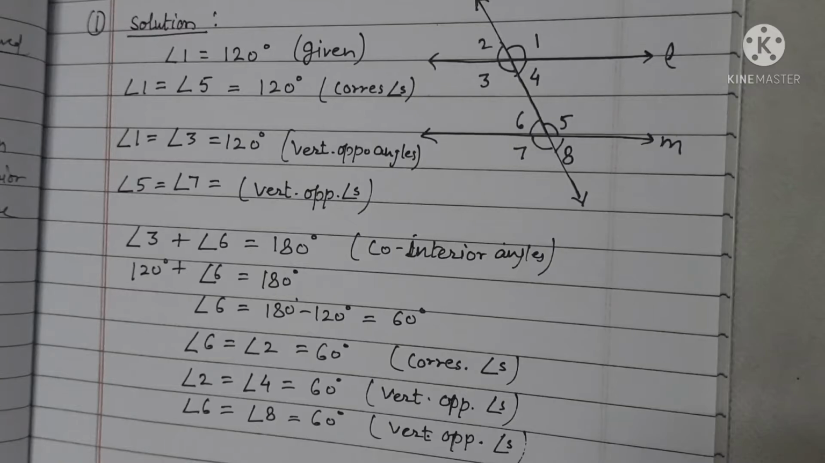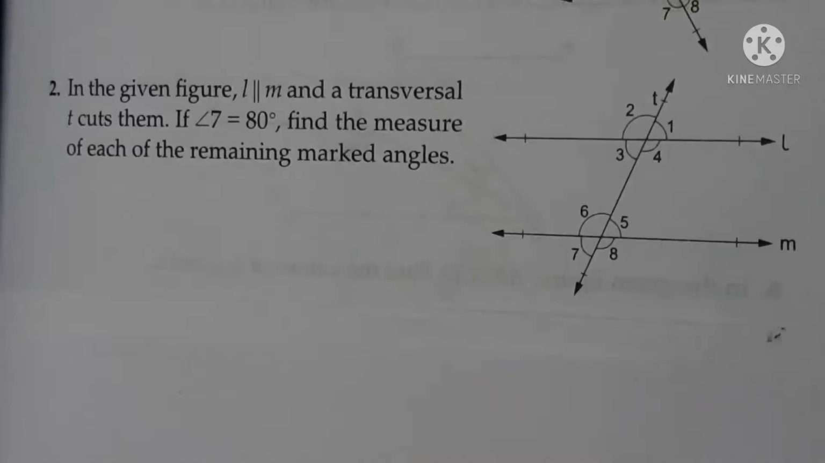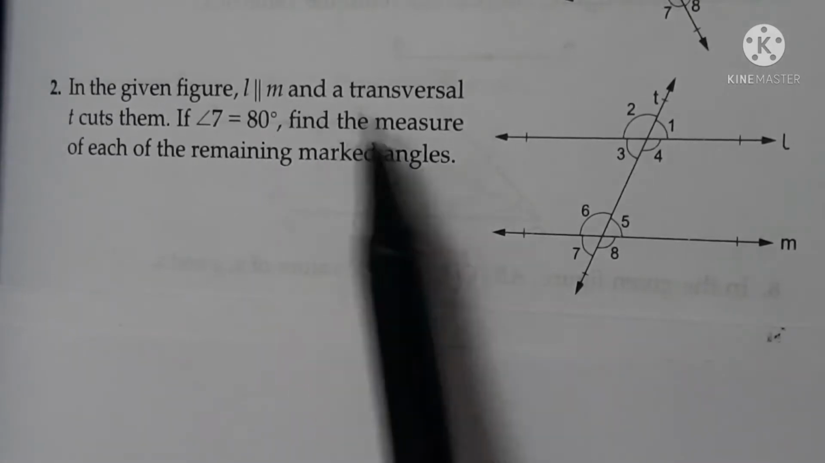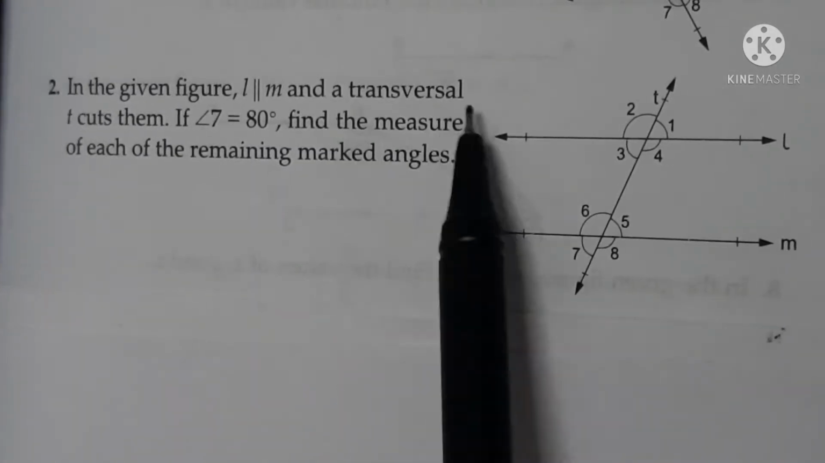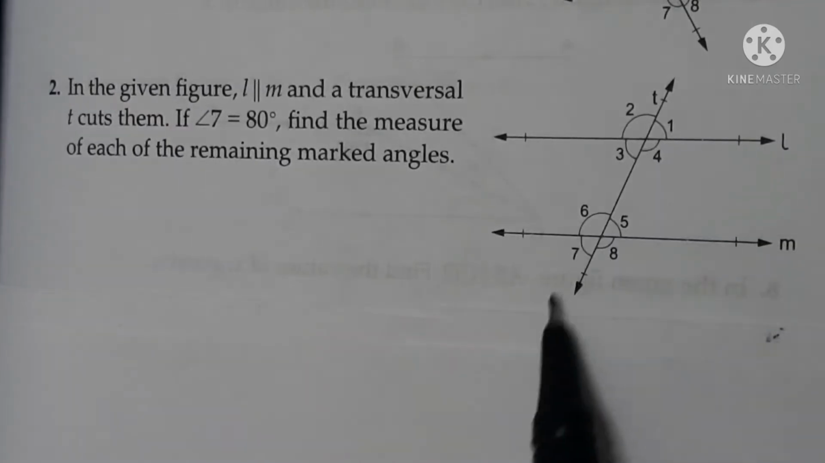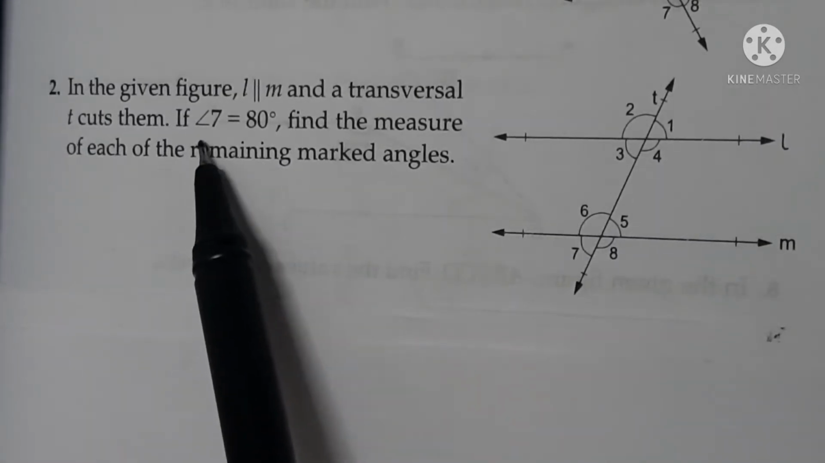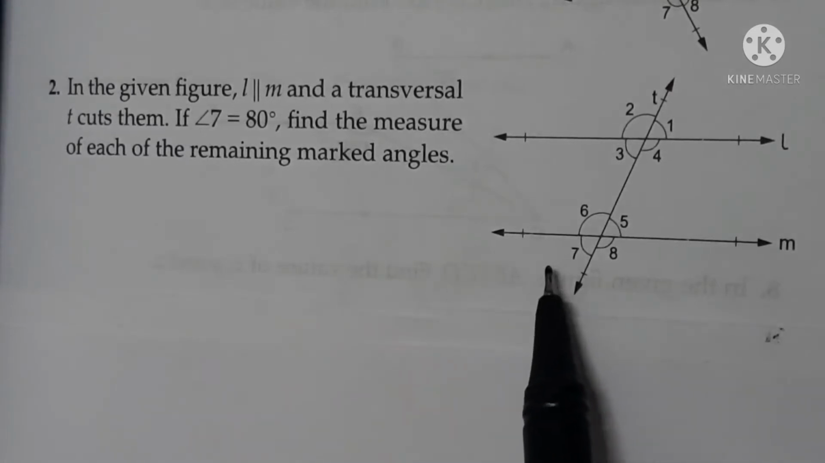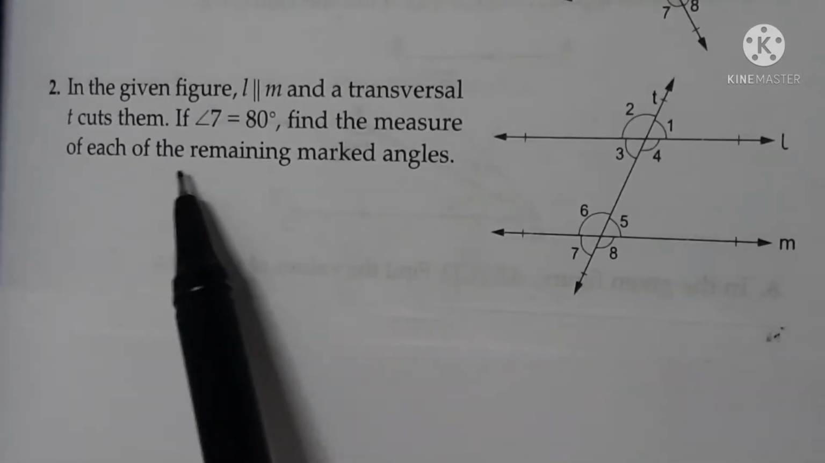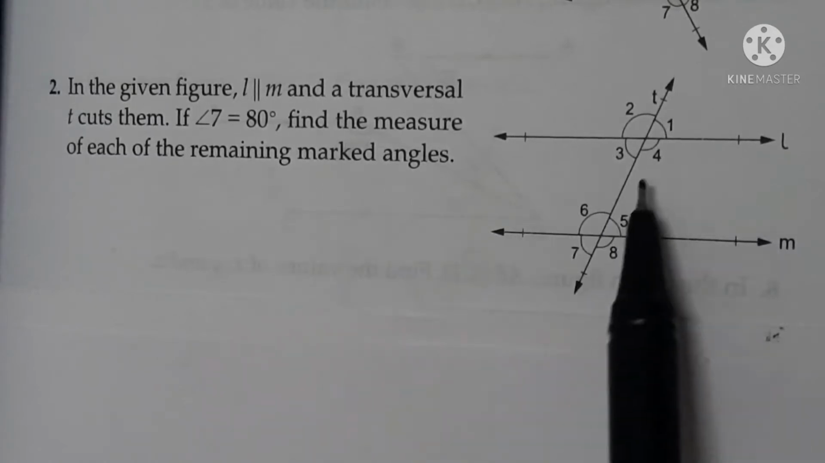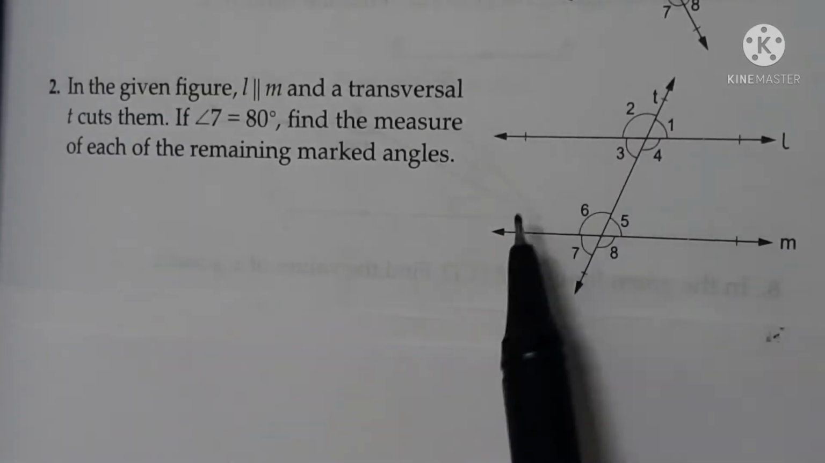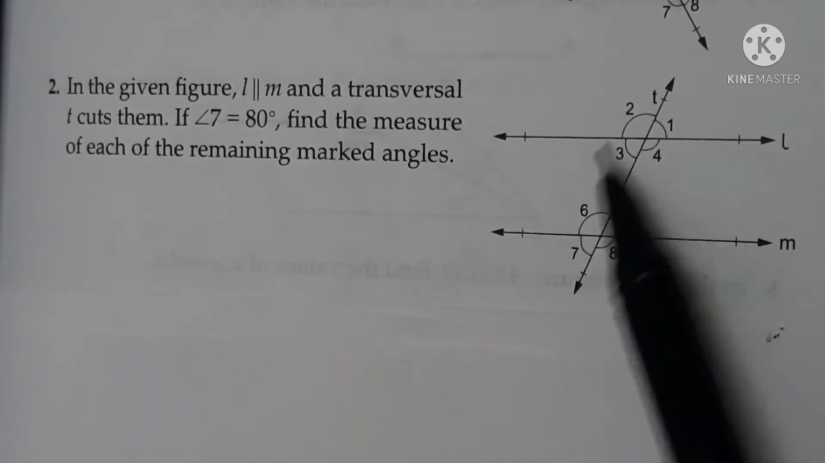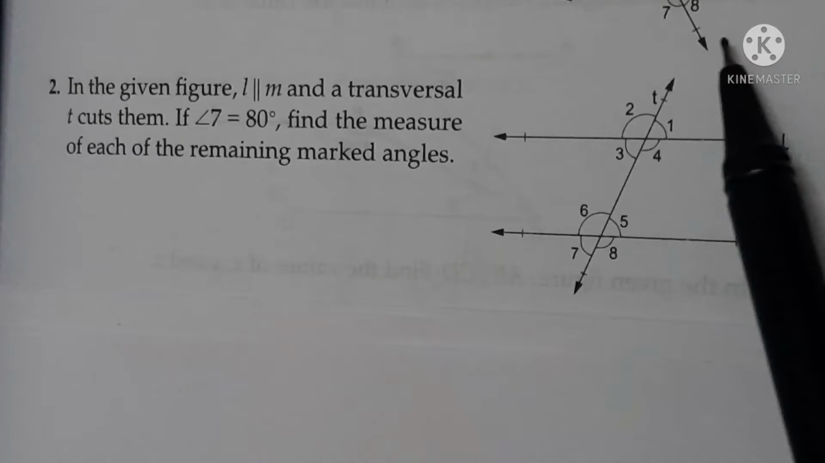Next question, question number 2. In the given figure, L is parallel to M and a transversal T, this is the transversal, cuts them. If angle 7 is equal to 80 degrees, this one is equal to 80 degrees, find the measure of each of the remaining marked angles. These all angles you have to find. Now this is the same as we did in question number one.